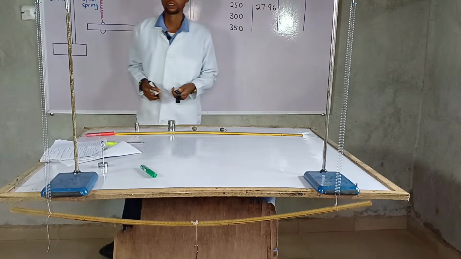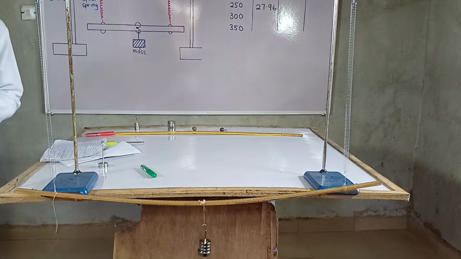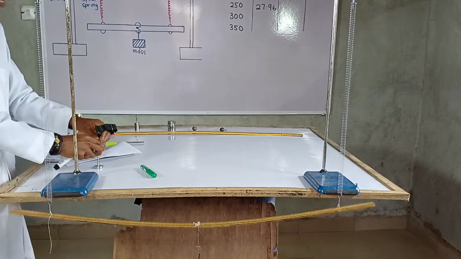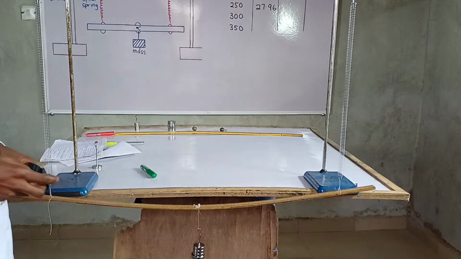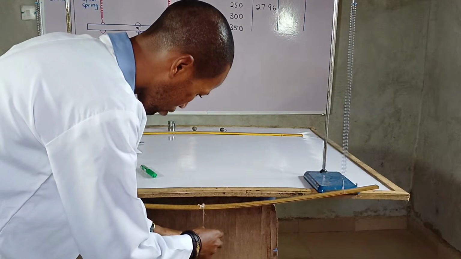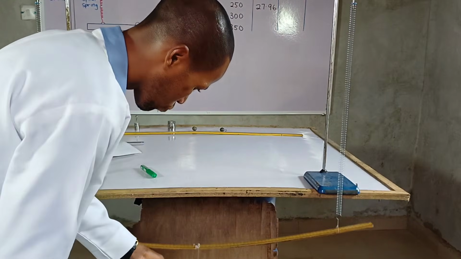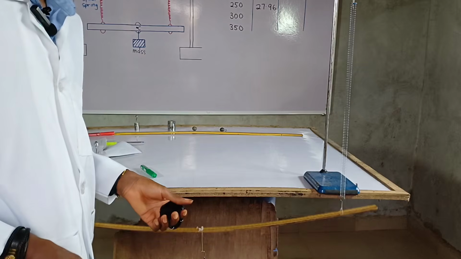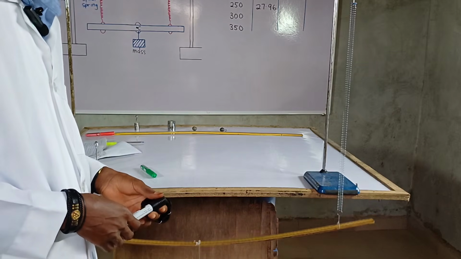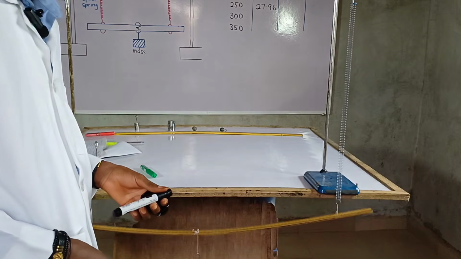27.96. Okay, so we can proceed with the next one. In order to have 300, we add another 50 gram mass to 250. So we have 300 gram suspended at the center of gravity of the meter rule.